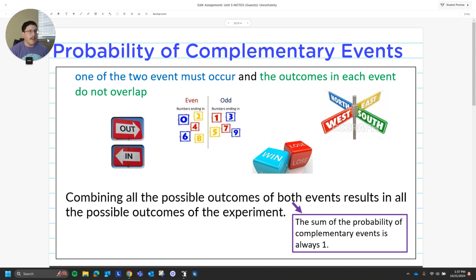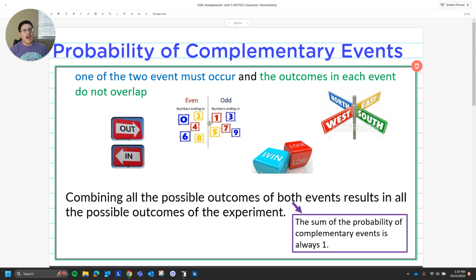Probability of complementary events. One of the 2 events must occur, and the outcomes in each event do not overlap. Combining all the possible outcomes of both events results in all the possible outcomes of the experiment. So, meaning the sum of the probability of the complementary events is always 1.